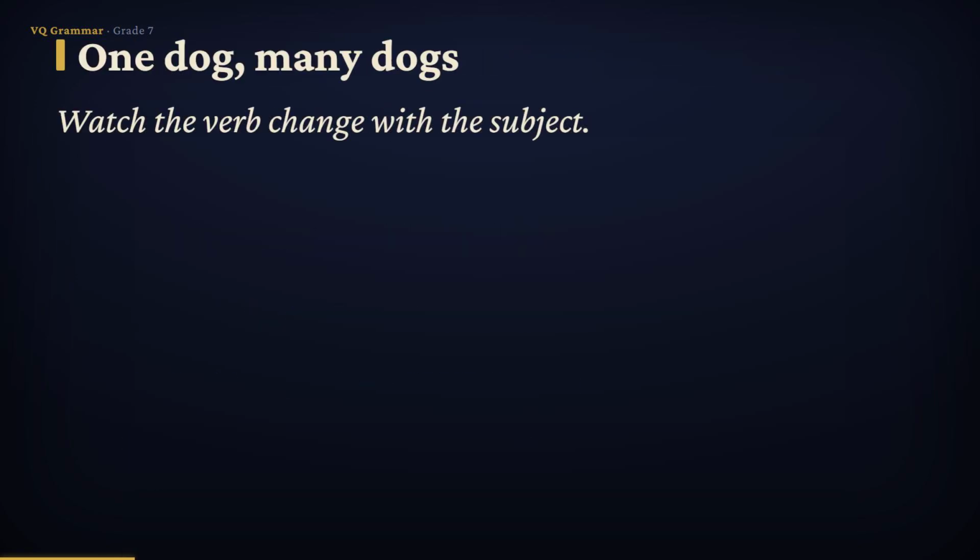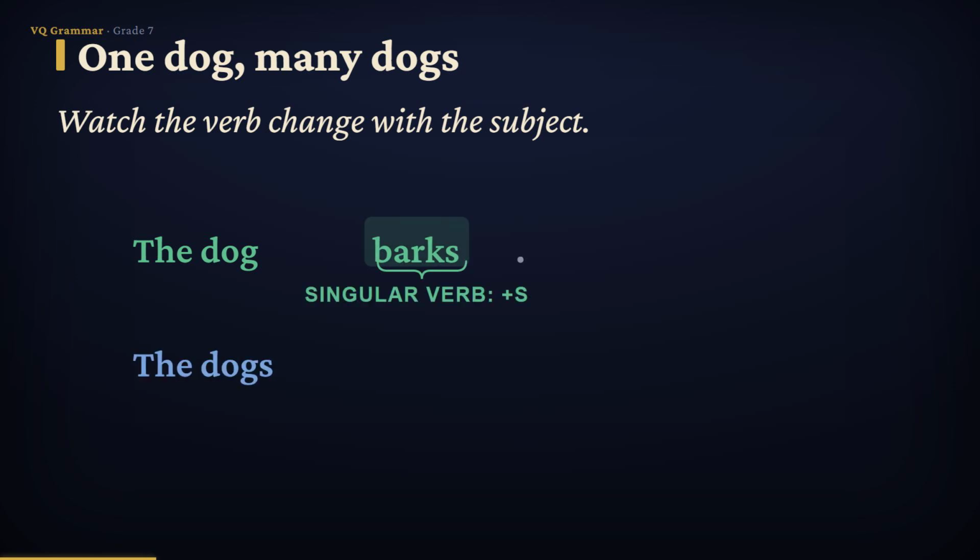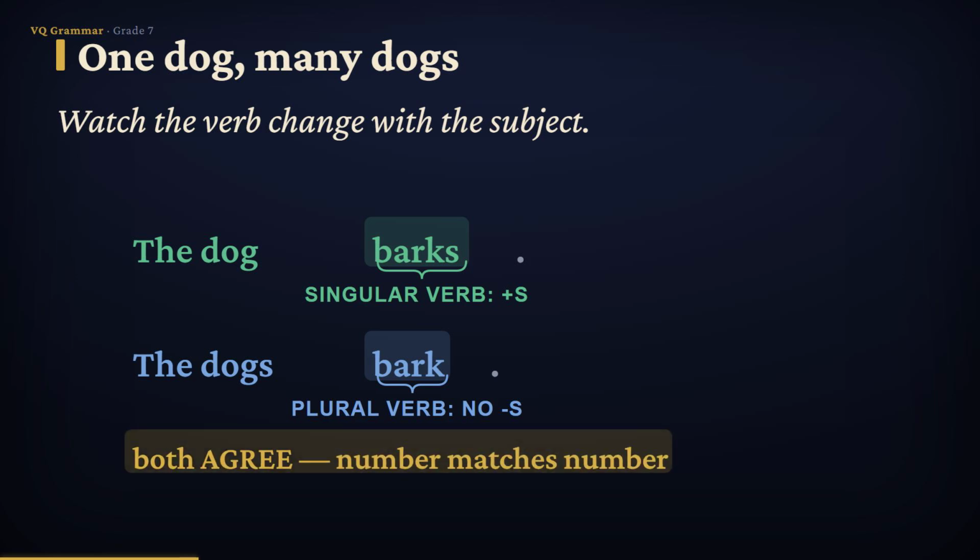Let's look at a matched pair. On top, the dog barks. One dog, and the verb is barks. Underneath, the dogs bark. Now it's more than one dog, and the verb changes to bark. Look closely at those two verbs. The singular verb, barks, ends in an S. The plural verb, bark, has no S at all. In both sentences, the subject and the verb agree. The number of the subject matches the number of the verb.